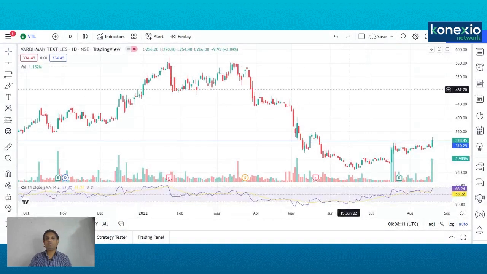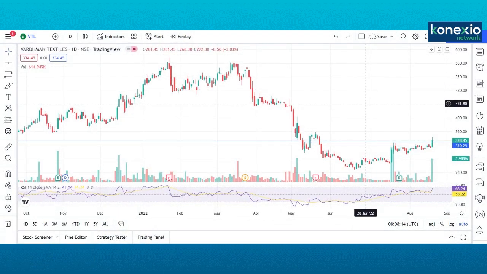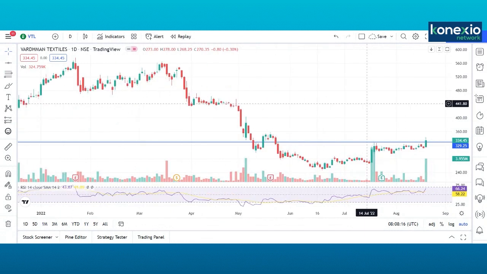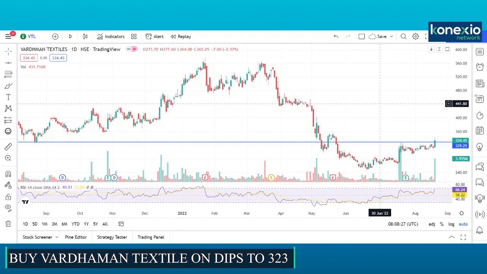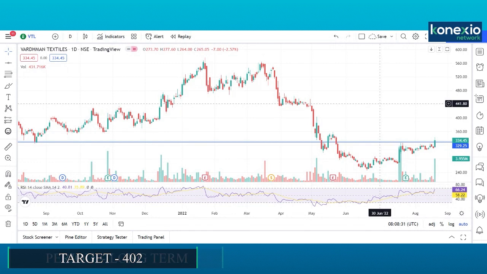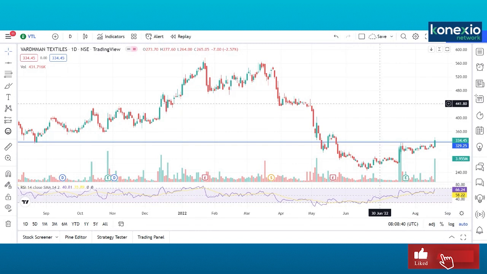The current market price of the stock is 334. So I would recommend investors, swing traders, and positional investors to buy the stock on dips to 323 for an upside target of 402 for long-term investment. So maybe in the next couple of months, maybe 10 months, 12 months, the stock has potential to test the levels of 402.